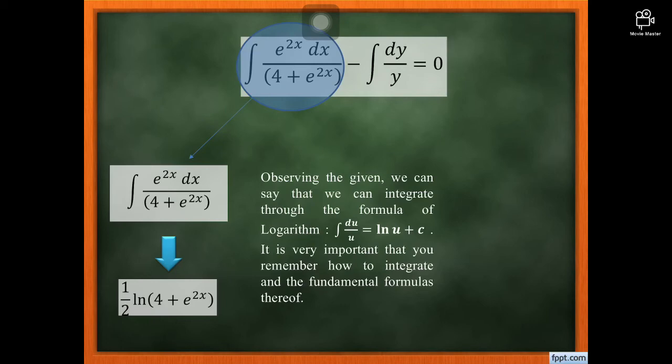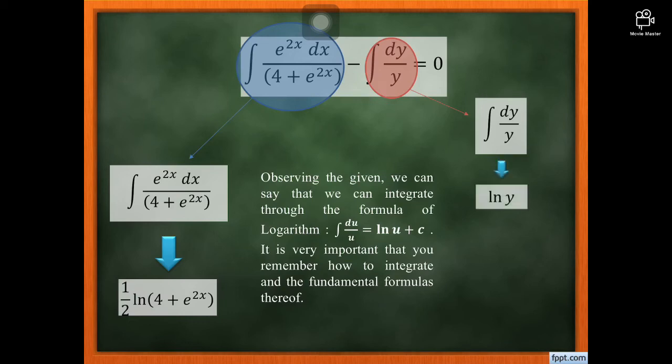So by the formula of logarithm, we have 1 half ln of 4 plus e raised to 2x as the answer. For the next, dy over y can also be solved by the formula of logarithm. So that gives you ln y. Now, let's go to the solution. This is the solution for the example, but this is not yet the final solution.